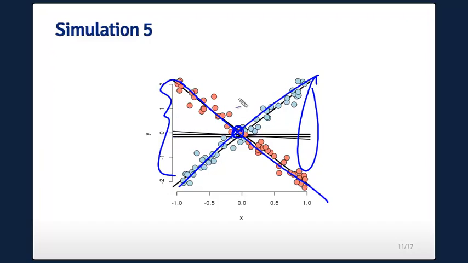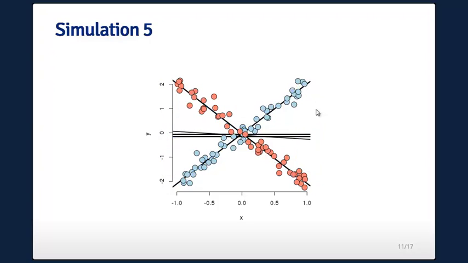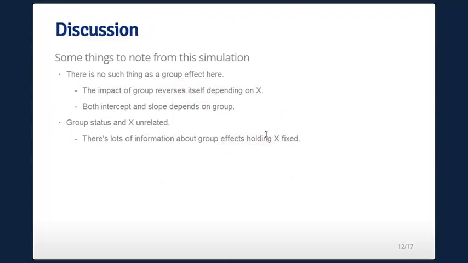So that's just an instance where you don't even have the idea of a treatment effect. Doesn't make any sense. The treatment effect depends on what value of x you have. And in fact, it even reverses itself.